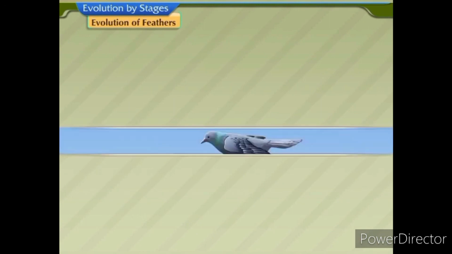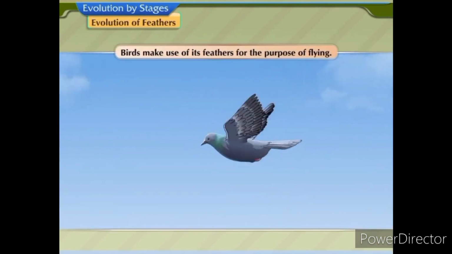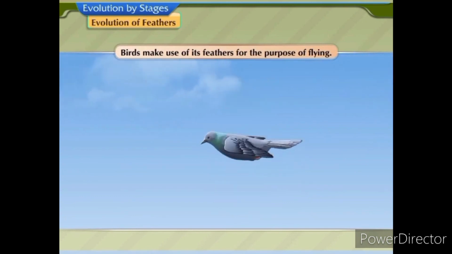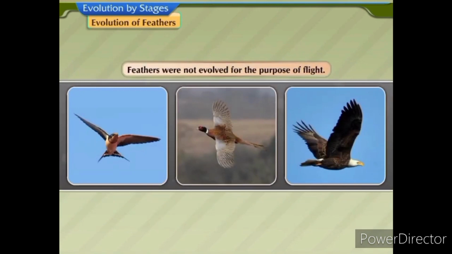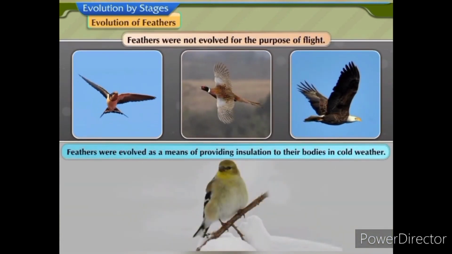Evolution of feathers. You must have seen a bird making use of its feathers for the purpose of flying. But the feathers did not evolve for the purpose of flight. They evolved as a means of providing insulation to their bodies in cold weather.